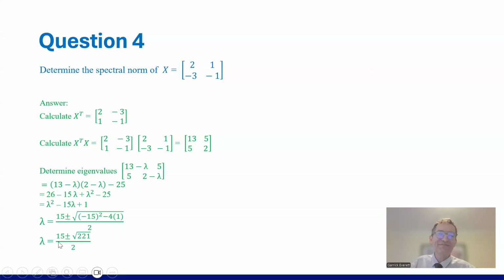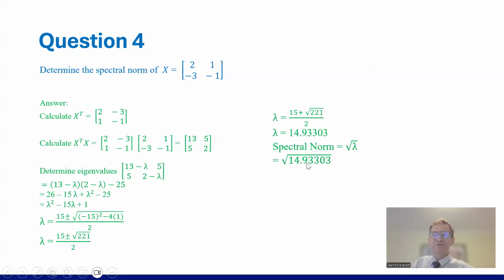So simplifying that, you get 15 plus or minus the square root of 221 over 2. And we want the biggest one, so we really don't care about that minus because that's going to make it smaller. So I just want the positive, which is 14.93303. I don't actually want that. I want the square root. The spectral norm is the square root of the biggest lambda or the biggest eigenvalue, which, square root of that is 3.872. And that's the answer.